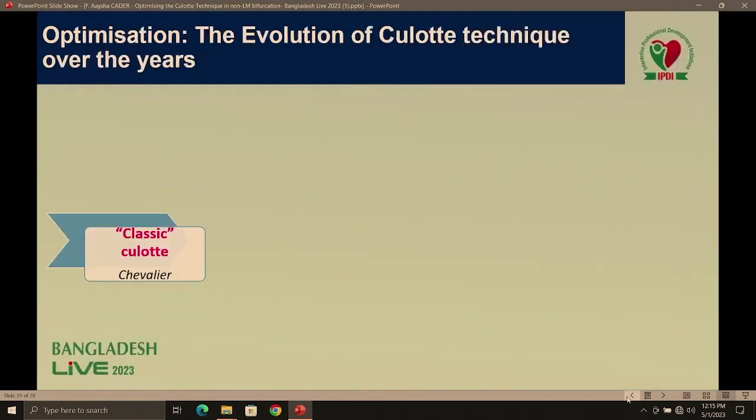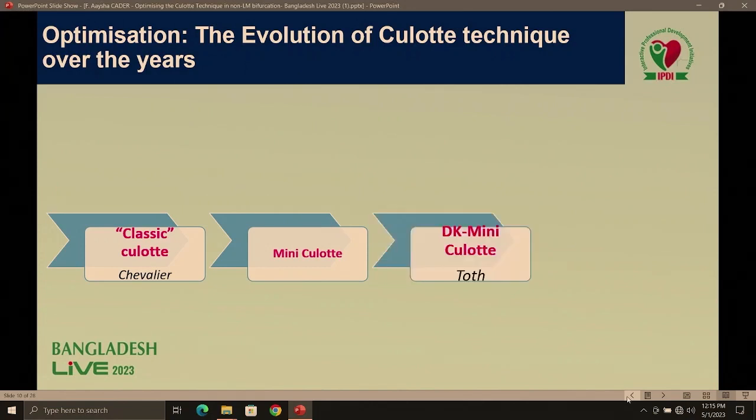And over the years, starting from the classic Culotte introduced by Chevalier, they went on to reduce the proximal main branch overlap, which is called the mini Culotte. Then the DK mini Culotte, where outcomes were compared by bench testing by Gabor Toth, required a second kissing, that is a kissing after the first stent implantation. And of course, there's also DK nano Culotte, which is being bench tested by a group in Turkey right now.